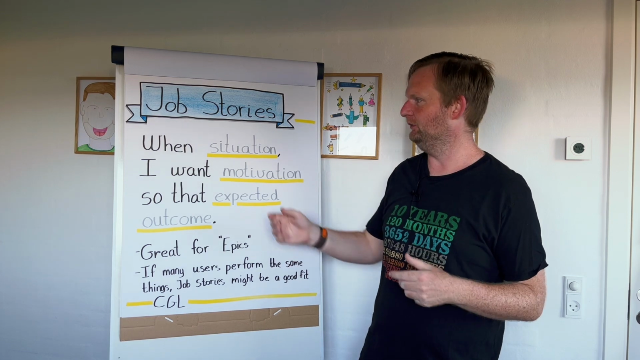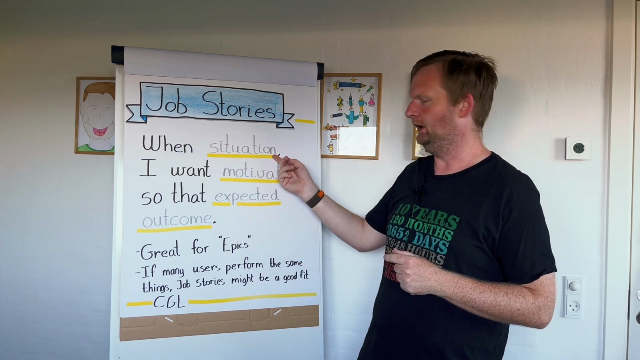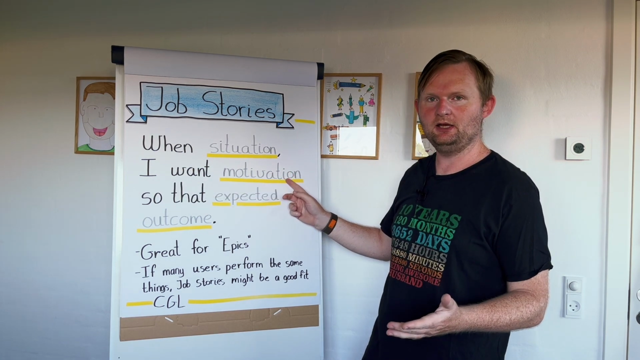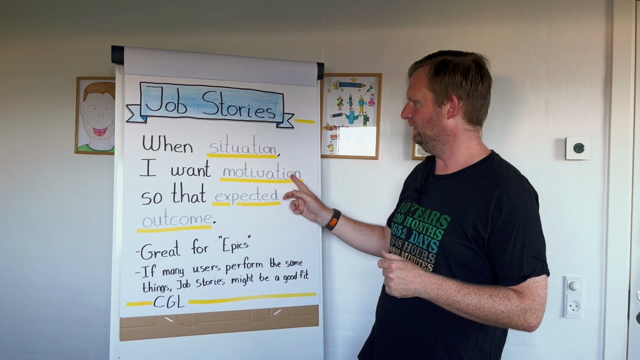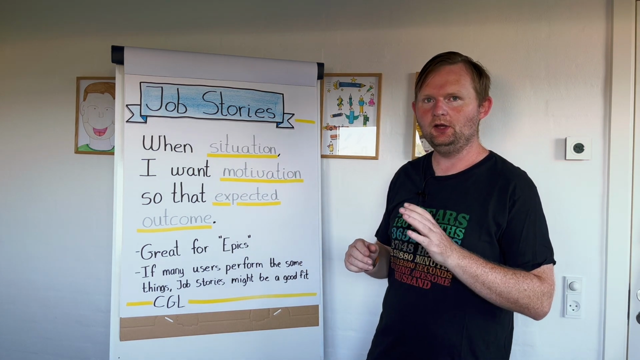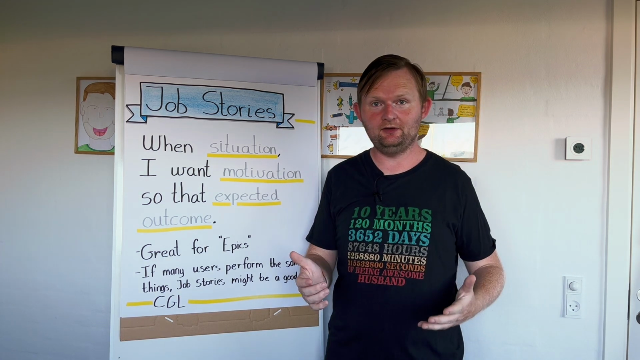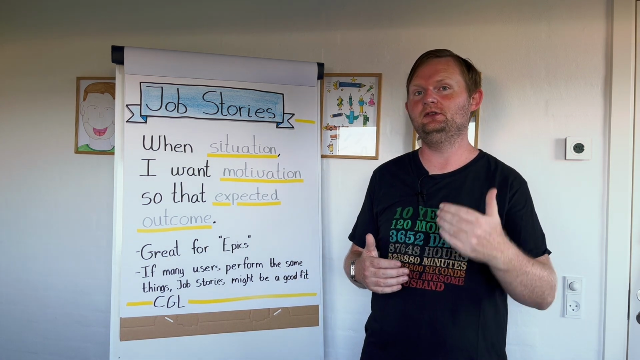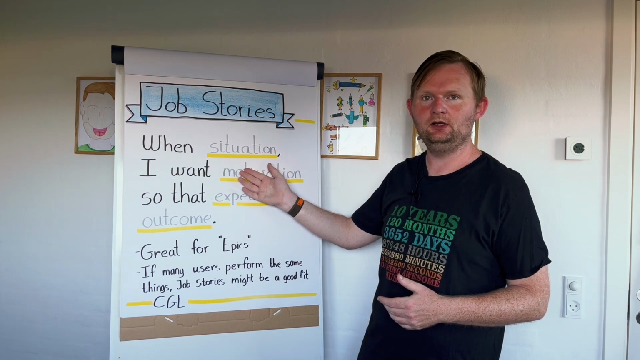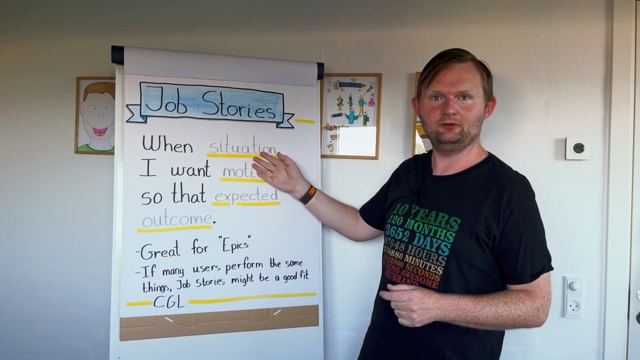Let's take an example. So when I log in, I want to see my account, or I want to see what's new so that I am up to date. And you might ask, because one of the great things about user stories is that they are user-centric, but we're not mentioning who does this in this one. And that is both the strength and also the downside of this.